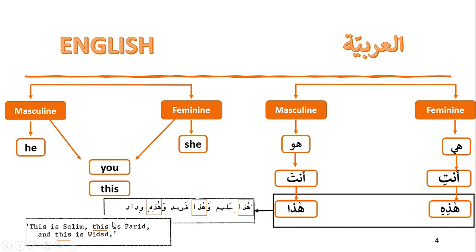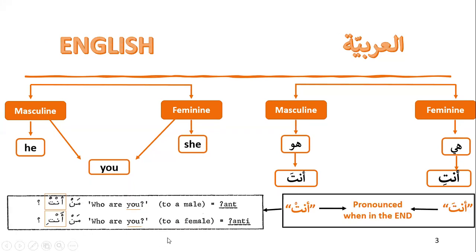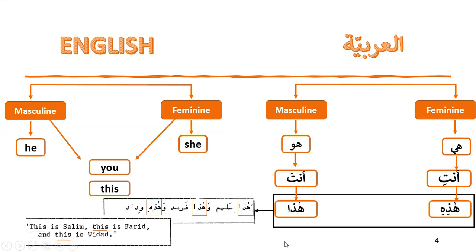So a few things. Over here, okay, we've already studied this. Now we see that we have haza, this basically. In English, we will just say this, just like you have this for masculine, this for feminine, when you are pointing towards something. But in Arabic, for masculine you have haza, for feminine, hazihi.